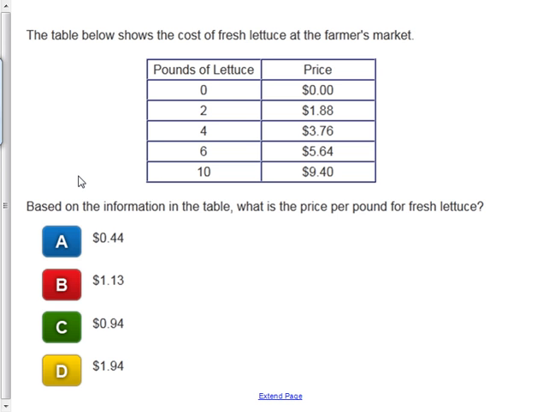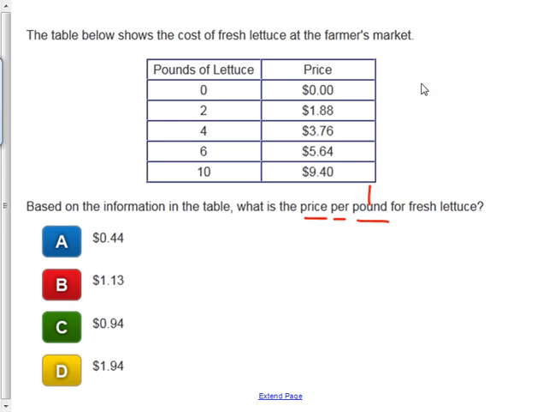Going on to the next one, the table below shows the cost of fresh lettuce at the farmer's market. Based on the information in the table, what is the price per pound? So we're looking for price per pound, per 1 pound. Okay, it doesn't say per 2 for fresh lettuce. So here's 0, 2, 4, 6. So these are all going up by 2.